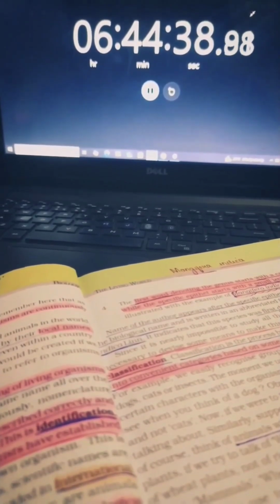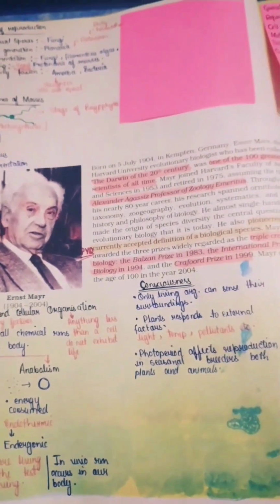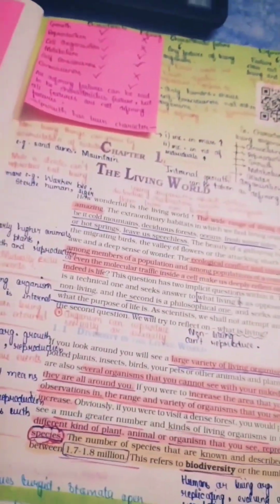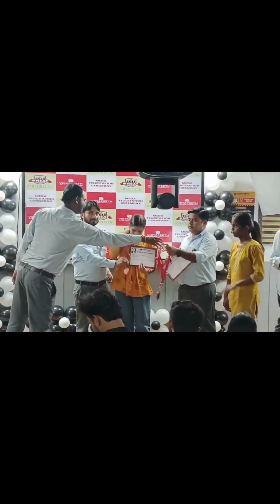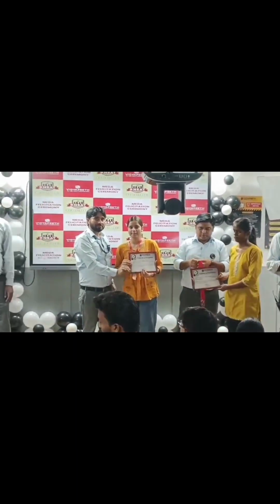So we'll start from the high weightage chapters, which are human physiology. The first chapter we will start is breathing and exchange of gases.